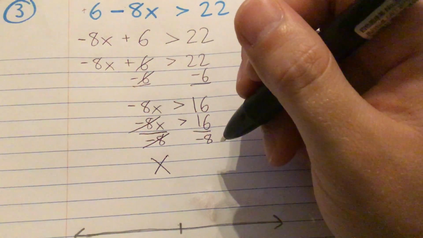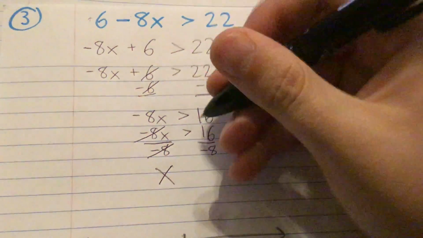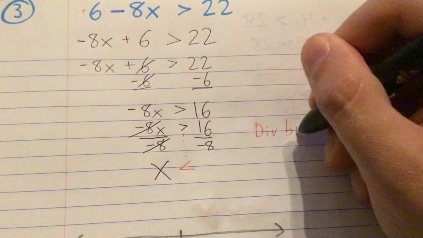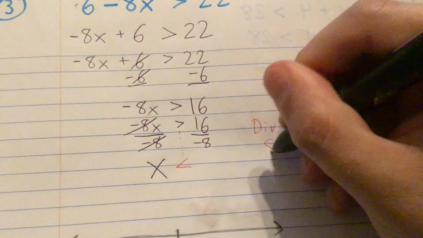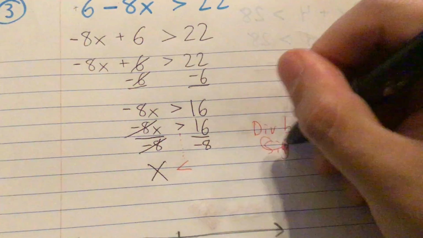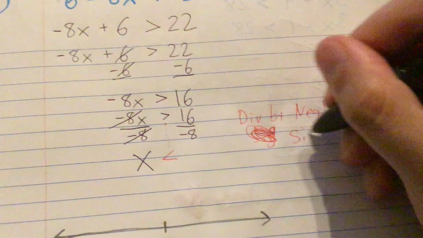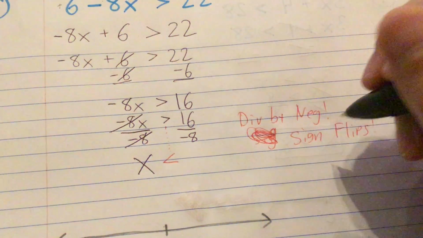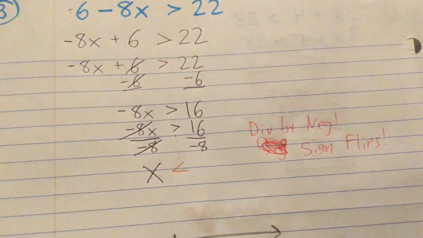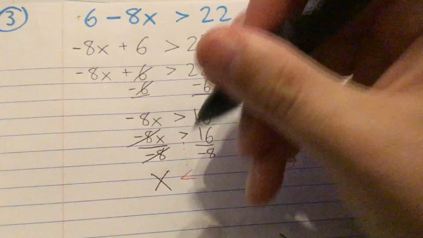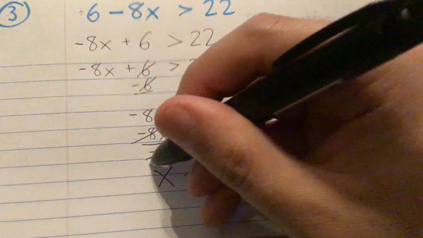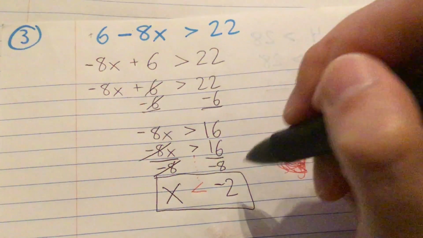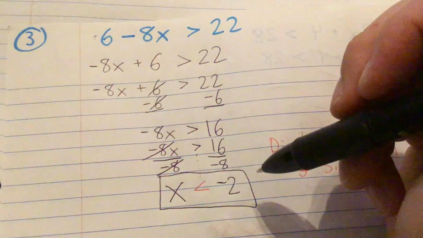What did I do on both sides? I divided both sides of the inequality by a negative. So the sign flips. SIF, sign flips. 16 divided by negative 8 is negative 2. So what that means now is to make this statement true, I can plug in any value of x less than negative 2, and this statement is true.